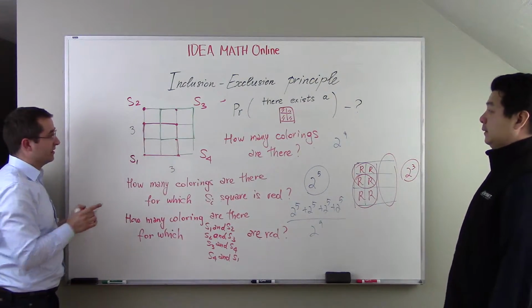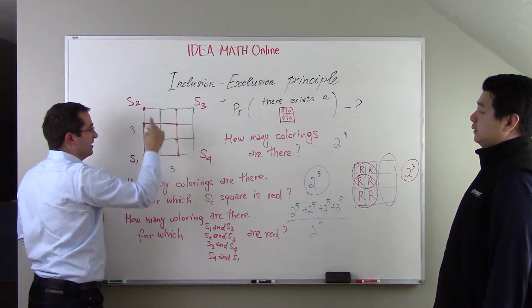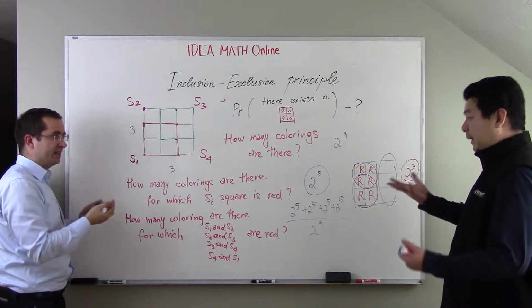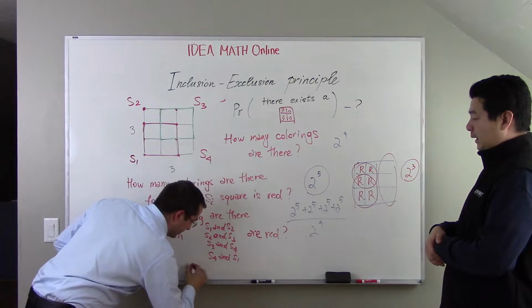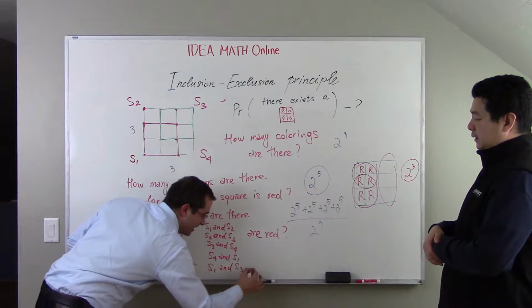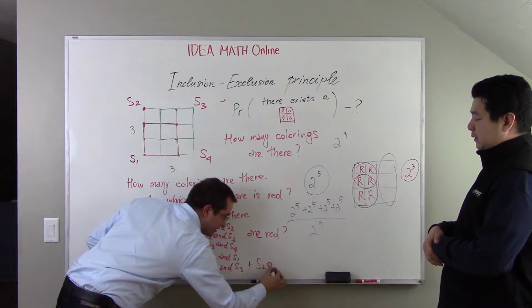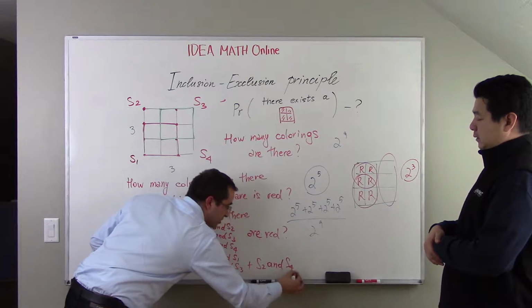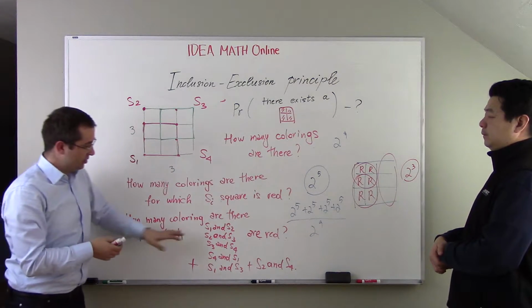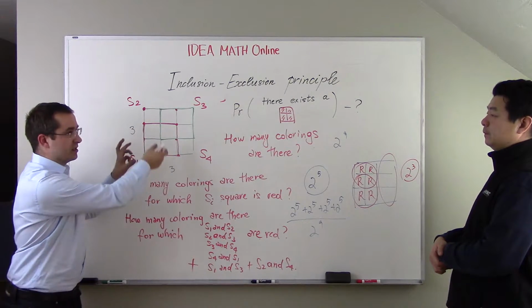S1 and S3, they also intersect, but they have only one square. But still they can overlap, so they can coexist. Yes, S1 and S3, plus S2 and S4. Good. So in the inclusion-exclusion principle, you should think of any possible pairs.